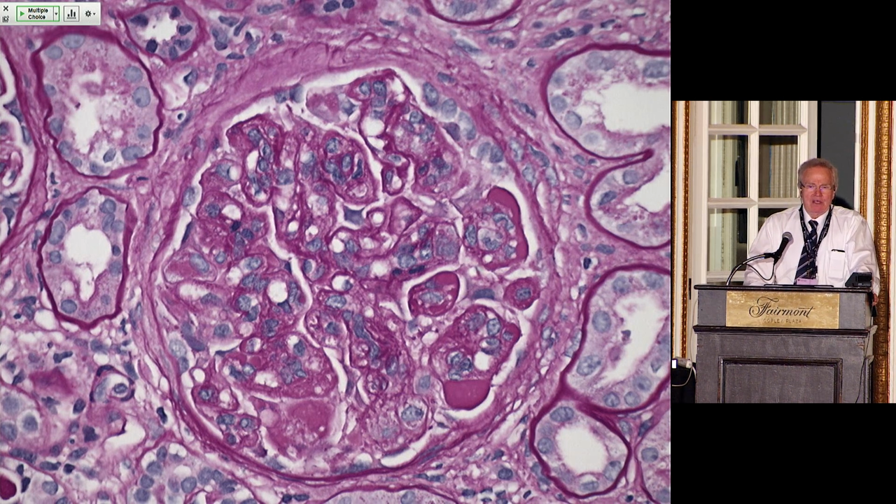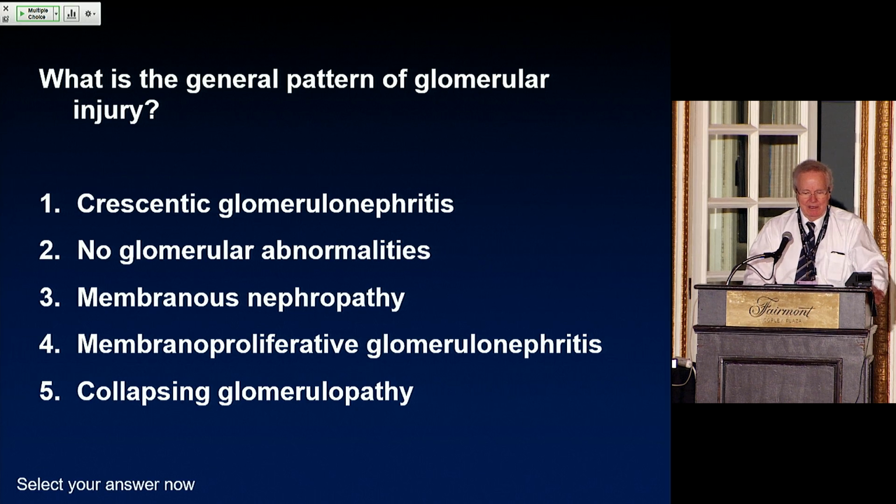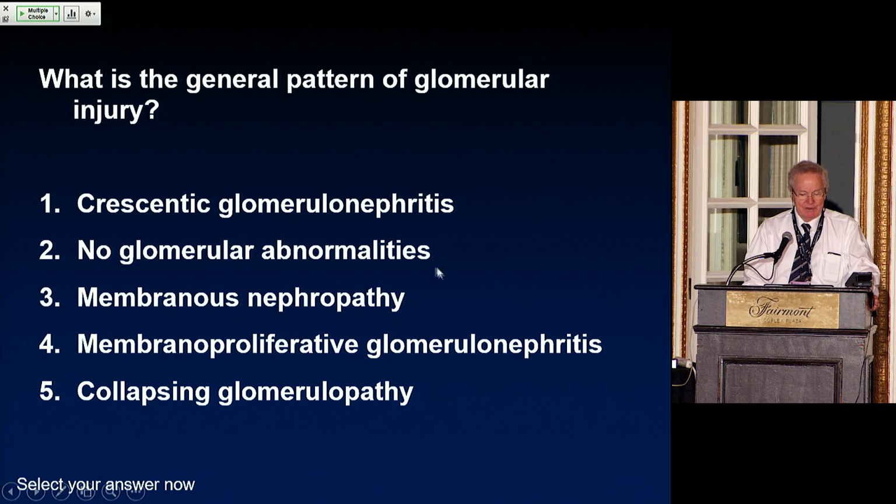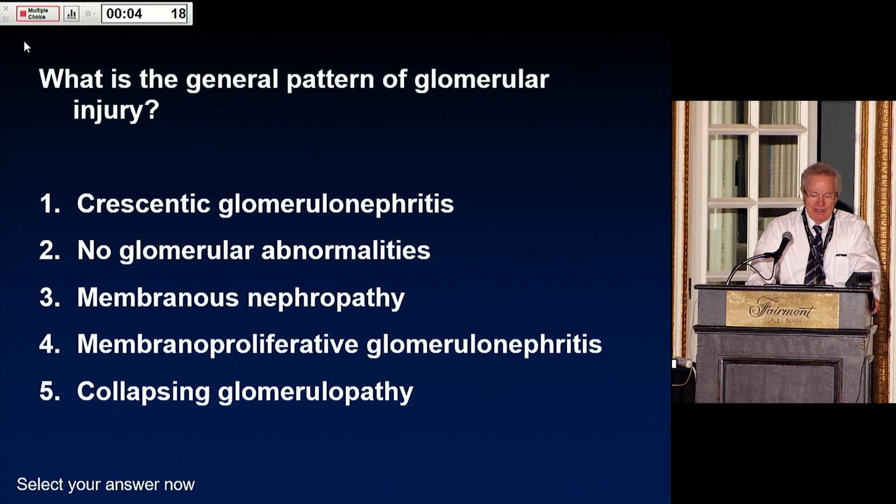Okay, now the question: what is the pattern of injury? Is it crescentic, no glomerular abnormalities, membranous, membranoproliferative, collapsing GN? So now you get to work on the answer to this.